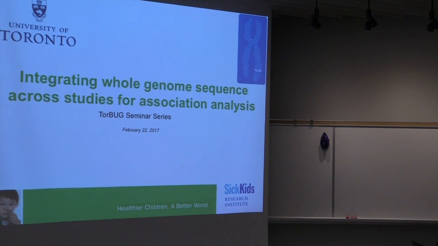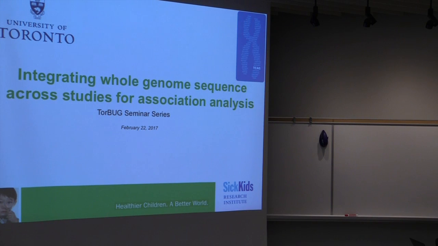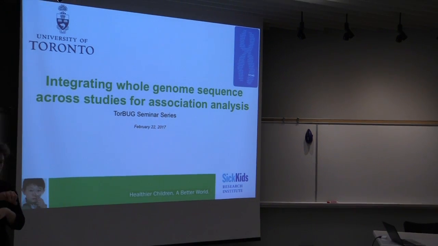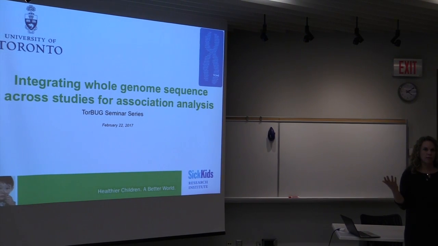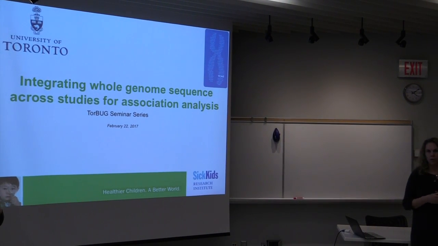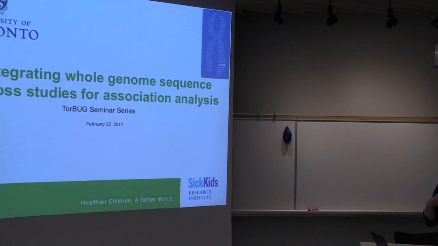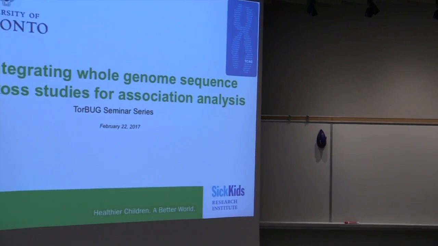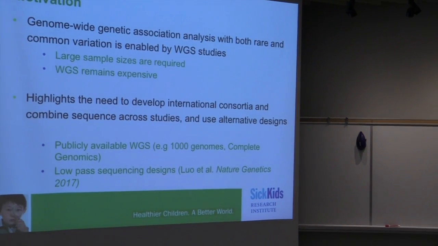I'm going to talk about integrating whole genome sequence across studies for association analysis. This is really about trying to detect genotype-phenotype correlations and trying to capitalize on the idea that there's a lot of whole genome sequence out there. We all like to form consortia and try to answer these questions about genotype-phenotype correlations, but we need a lot of data, and how can we integrate that data, and what are some of the challenges? Let me talk a little bit about the motivation of this problem.